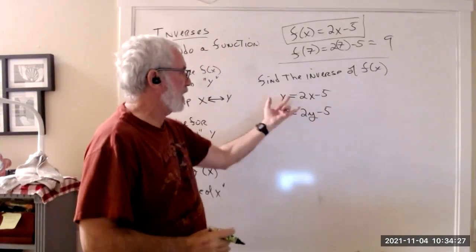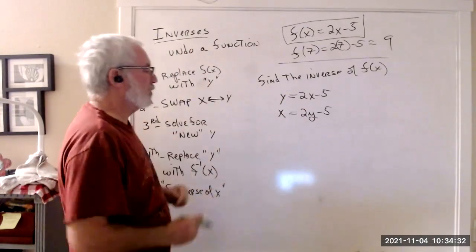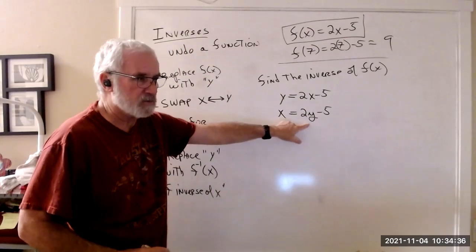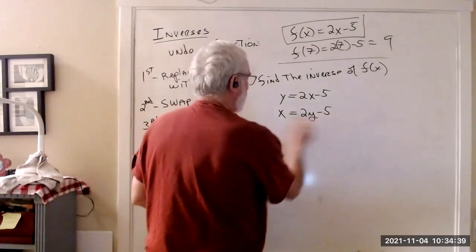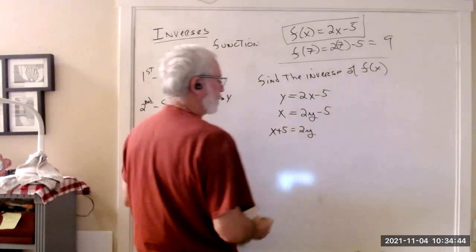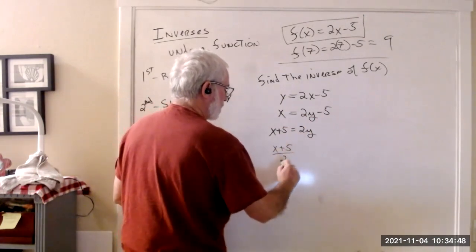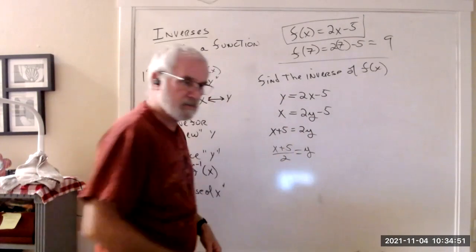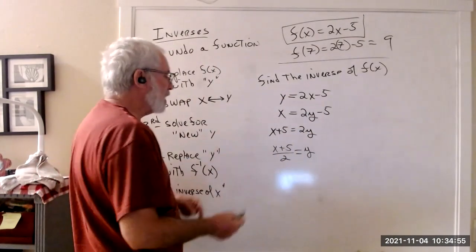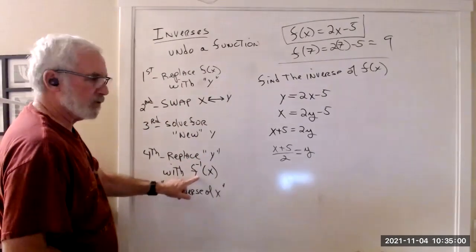Just the y and the x, just switch places with them. Okay. Third, solve for y. In other words, get that y all by itself. So I would add 5. Then I would divide everybody by 2. Okay. And there's the glare. Okay. And then the last step is replace the y with f inverse.